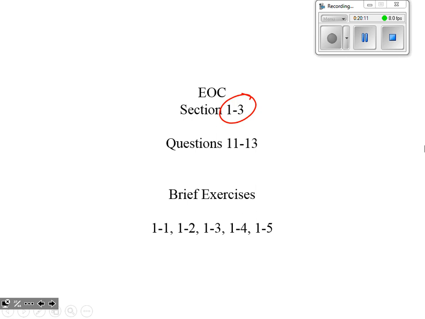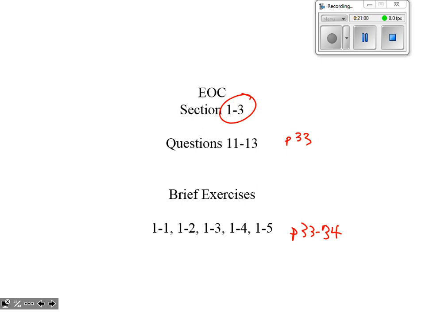Yep. In fact, the questions, we're going to just add on to the questions that you started from the previous day. You did questions 1 through 10. Now we're going to do 11, 12, and 13. I'll tell you when we get into the handouts or the workbook pages. If you don't want to write all this down, take a picture of your screen or it's on the website. The questions that we're going to do are all on page 33. Brief exercises 1-1, 1-2, 1-3, 1-4, and 1-5 are on 33 and 34.